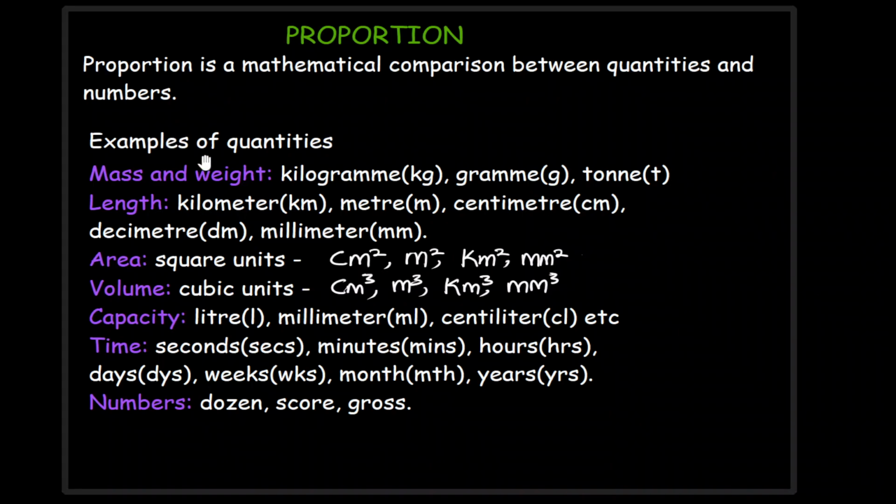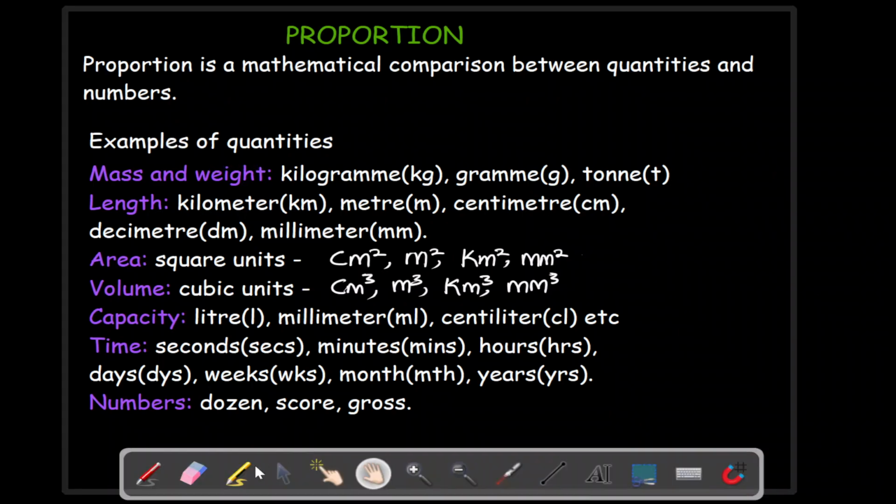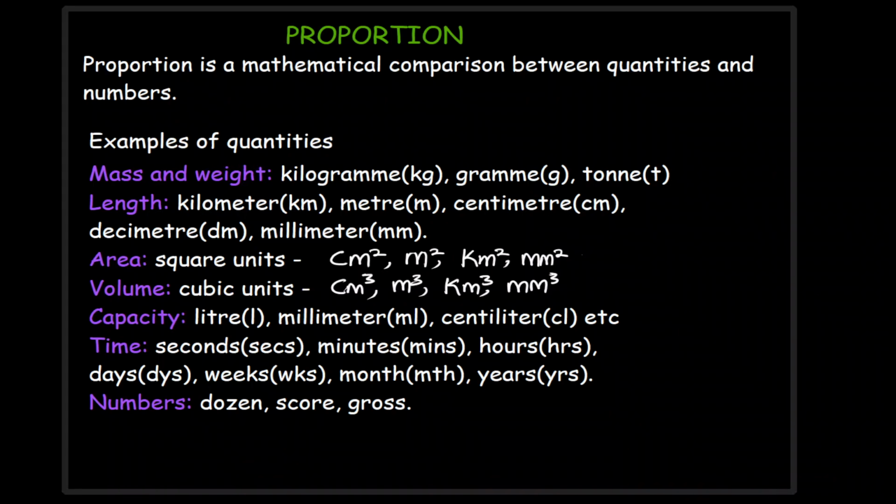Okay, so let's see examples of quantities. We have mass and weight. The units under mass and weight are kilograms, grams and tons. Length: we have kilometer, meter, centimeter, decimeter, millimeter. Area: we have square units. Area is always measured in square units of length. That gives us centimeter square, meter square, kilometer square, and millimeter square.